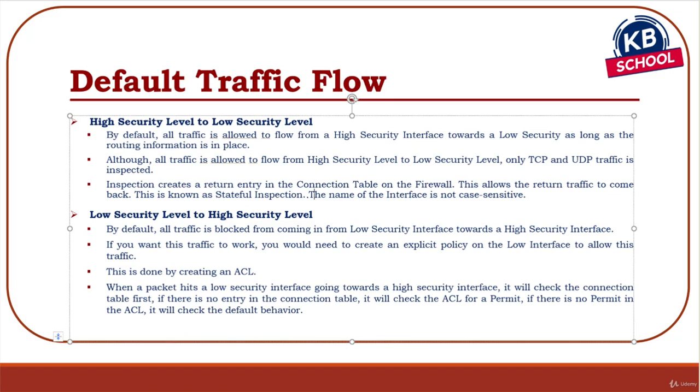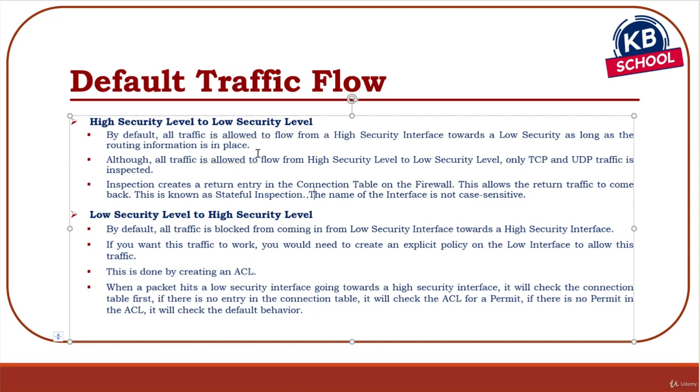So by default, all traffic is allowed from high to low as long as the routing information is in place. So obviously your routing has to be in place for it to be allowed to go out. All traffic is allowed to flow from high to low. Only TCP and UDP traffic is inspected.